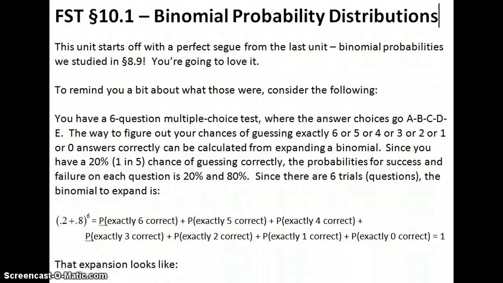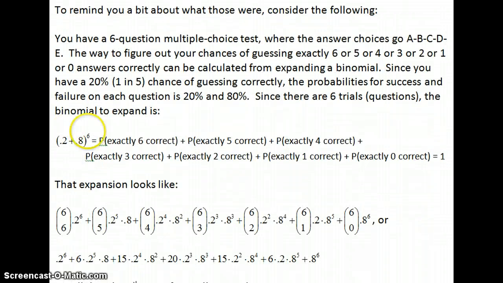10.1. Binomial probability distributions. Well, the good news is this is falling right after 8.9. It's not supposed to be right after 8.9. Notice we skipped chapter 9. 8.9 left off with what a binomial probability was in the first place, which looks like this kind of stuff.